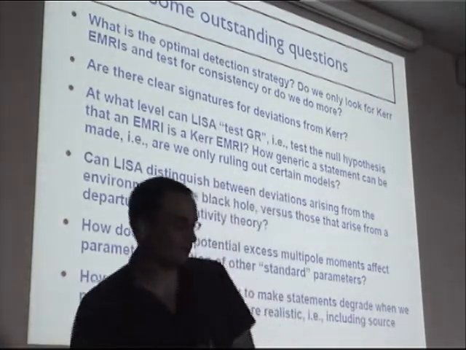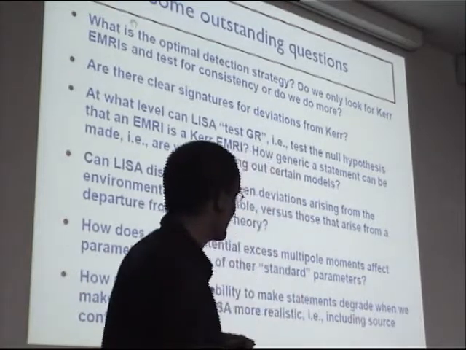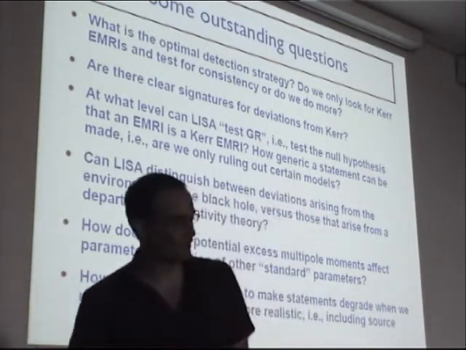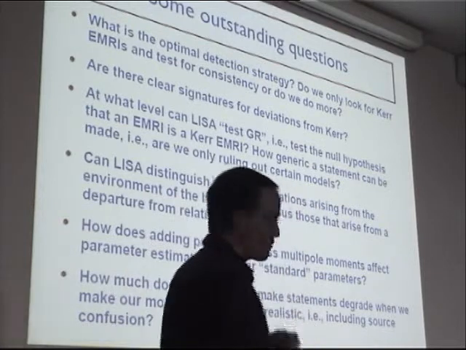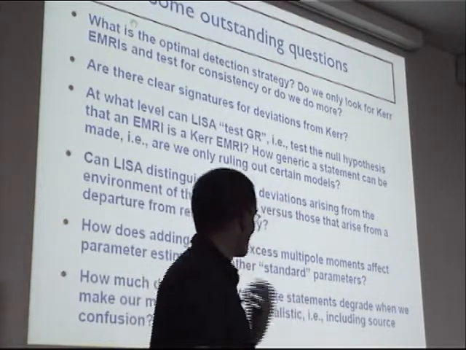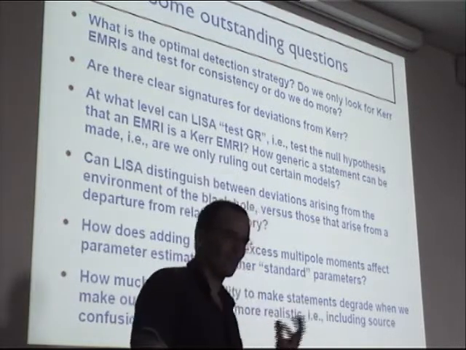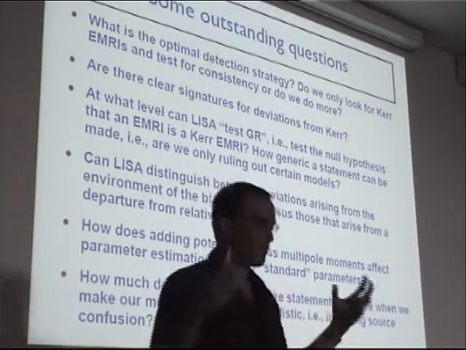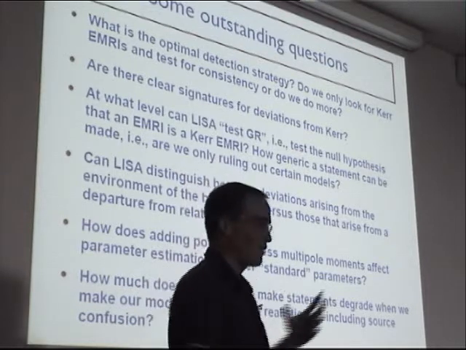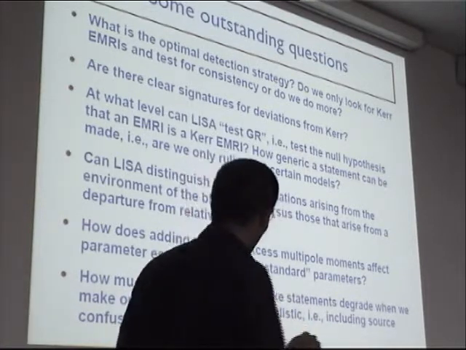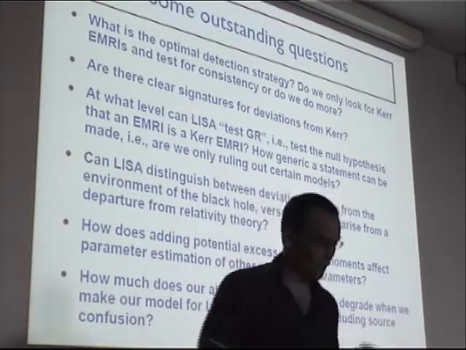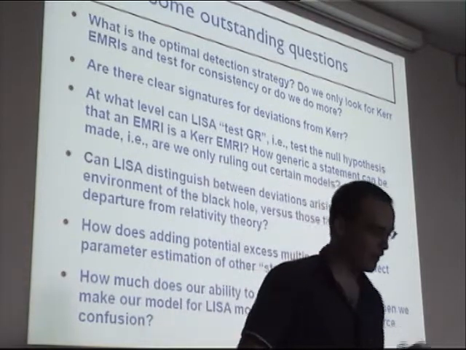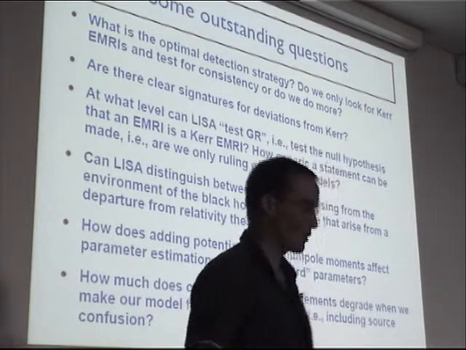If you use only a Kerr EMRI model, you can estimate that the mass will be measured to about 10 to the 4. If you then add in an excess quadrupole moment to your model and do the same Fisher matrix analysis, you find that, yes, you can measure the quadrupole moment to about 10 to the 4, but your accuracy for measuring the mass degrades by a factor of 10. The danger is if you add too many excess multipole moments in your model, do we find that you can't measure any of the parameters? Now, that's very unlikely to be the case. We should be able to measure the standard parameters with good accuracy, but we need to understand exactly how these other multipole moments will affect statements we can make about astrophysical parameters.